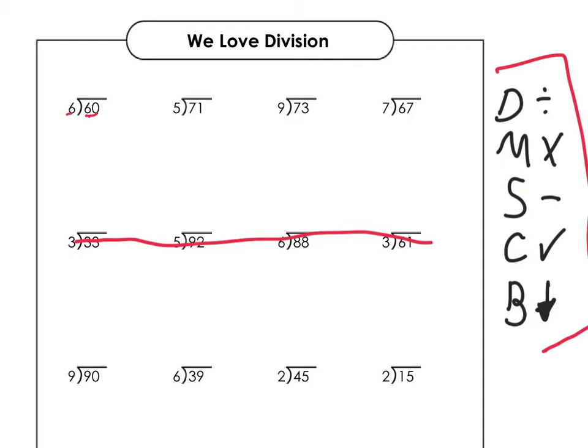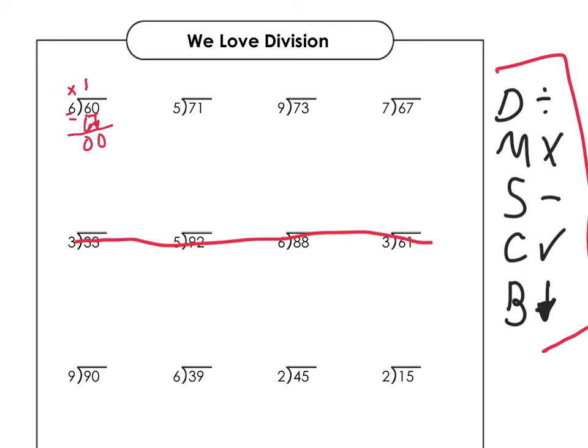Our first step is divide. How many 6s can fit into 6? Well, you probably know that that's 1, don't you? So I do my times. I do 1 times 6 equals 6, and then I subtract. 6 take away 6 is 0. My next step is to bring down. So I'm going to bring down that 0.